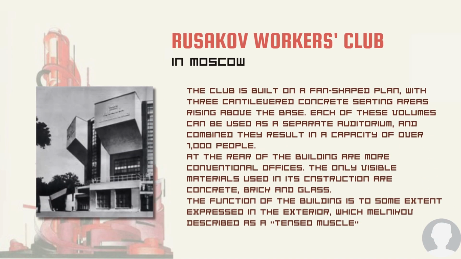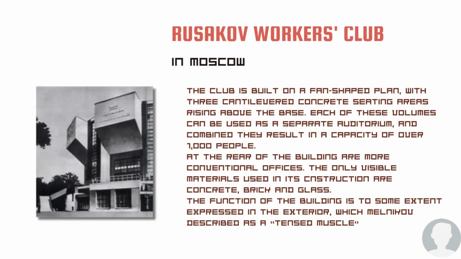The club is built on a fan-shaped plan with three cantilevered concrete seating areas rising above the base. Each of these volumes can be used as a separate auditorium, and combined they result in a capacity of over 1,000 people. At the rear of the building are more conventional offices. The only visible materials used in its construction are concrete, brick, and glass. The function of the building is to some extent expressed in the exterior, which Melnikov described as a tense cell.